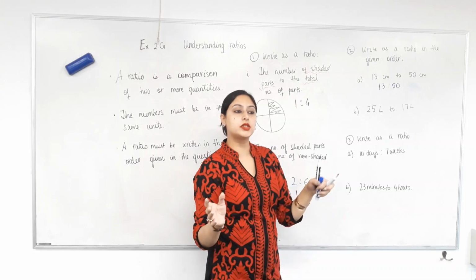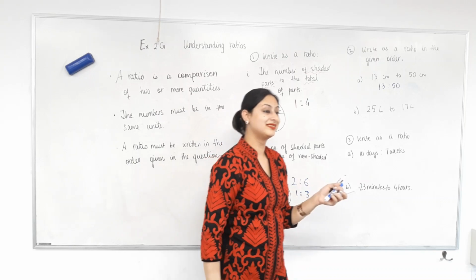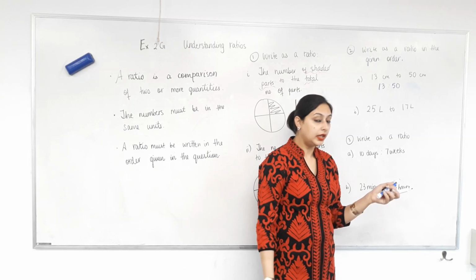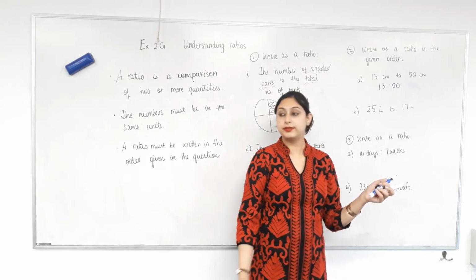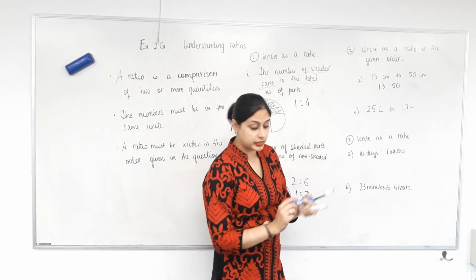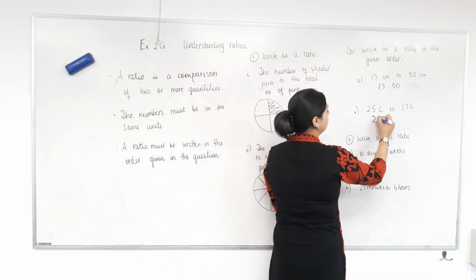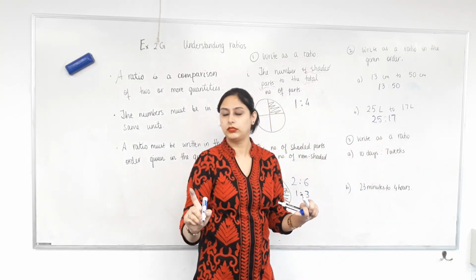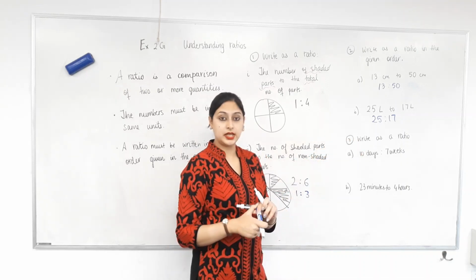Now, 25 liters to 17 liters. What is this the unit for? Liters. Liters is used to measure what? Liquid. So measure what of liquids? The amount, volume. So, is it the same unit? Yes. So can I write them as a ratio? Yes. Can I swap the order? No. Do I need to write liters? No. Can this be simplified? No.